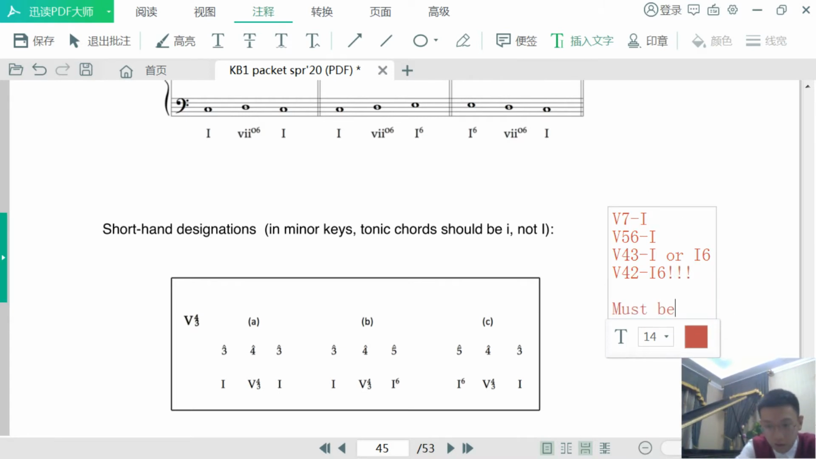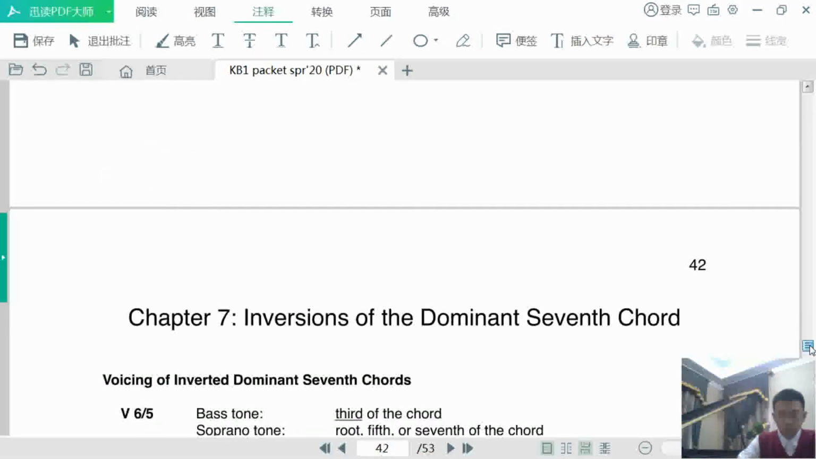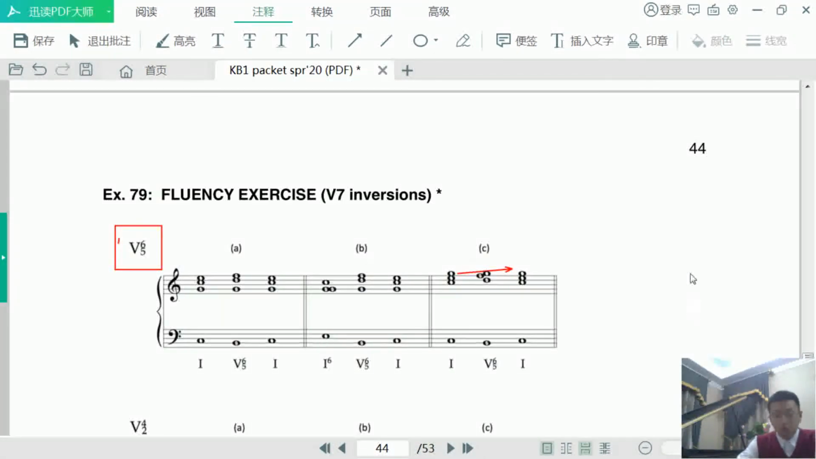Must be memorized. Okay? So before you do this assignment, please practice your keyboard. Page 44.